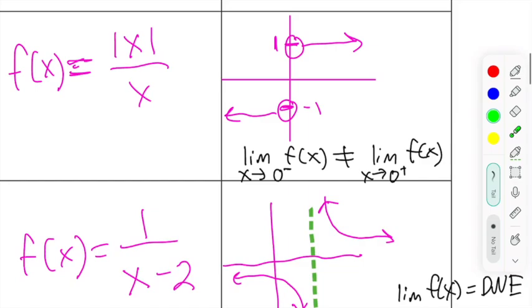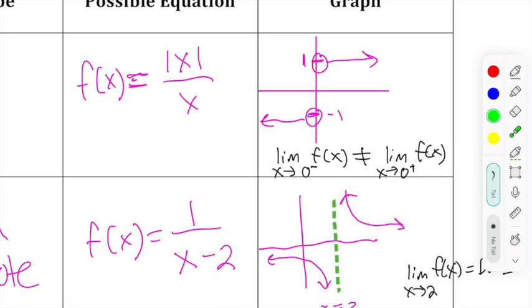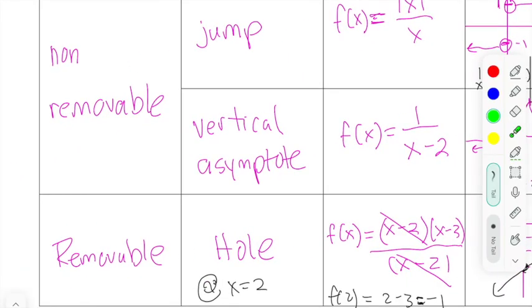So here's some examples. Here's an equation of a jump discontinuity. And if you notice, in this discontinuity, the left-hand limit and the right-hand limit do not equal. The left-hand limit approaches -1. The right-hand limit approaches 1. When you have a left and right-hand limit that approach different values, that is indicative of a jump discontinuity.